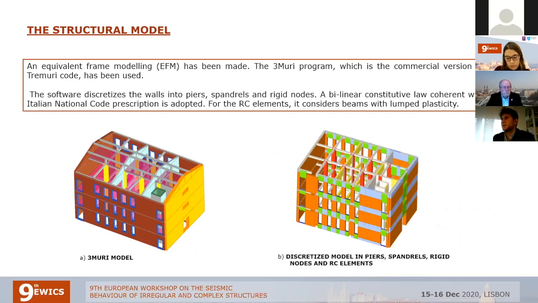So in order to redefine the structural behavior of the building, an equivalent frame modeling has been made, and the Tremuri program, which is the commercial version of the Tremuri code, has been used. Namely, the equivalent frame modeling discretized the walls into piers, with rigid nodes, and a bilinear constitutive law model in line with the Italian code has been adopted. For the concrete elements, they have been considered as beams with lumped plasticity.